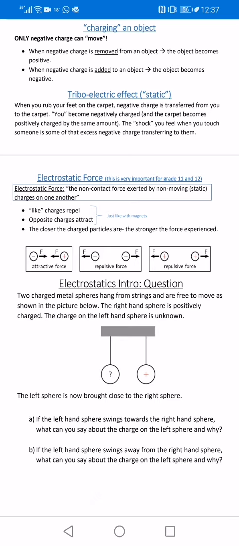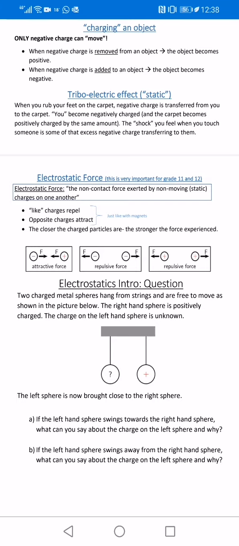Okay, then electrostatic force, another non-contact force. This is a non-contact force exerted by non-moving or static charges on one another. Now electrostatics and magnetism are quite similar, not completely similar, but quite similar. So with electrostatic force, again, like charges repel each other and opposite charges attract each other. And again, the closer charged particles are, the stronger the force that is experienced. So very similar to magnetism. Then, if you have a negative and a positive charge, they will experience forces of attraction. If you have two like charges, they will experience forces of repulsion.